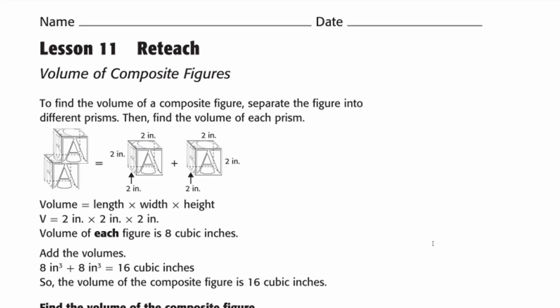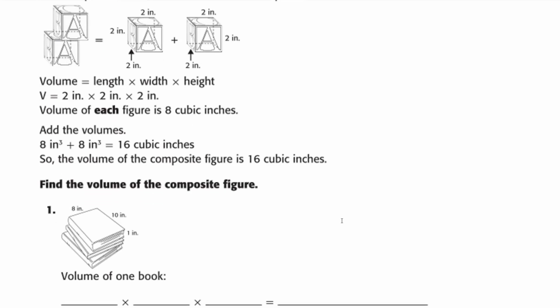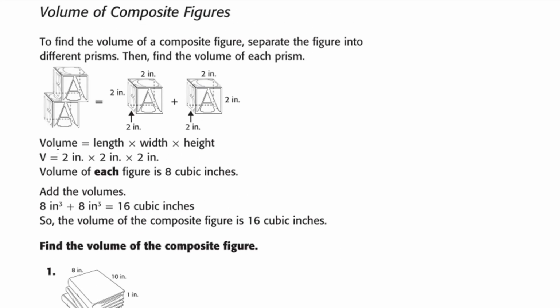To find the volume of a composite figure, separate the figure into different prisms, then find the volume of each prism. Composite just means you're putting together pieces, like Legos or something, and then you figure out the volume of the entire object as it's all snapped together. Here they're showing you volume equals length times width times height. They have 2 inches times 2 inches times 2 inches. That's each cube, so they're doing 1 cube at a time.